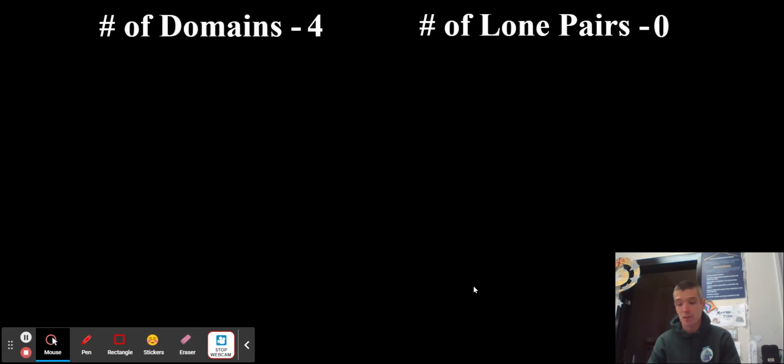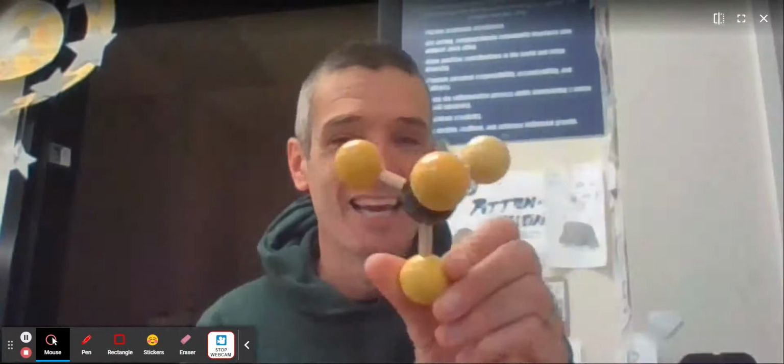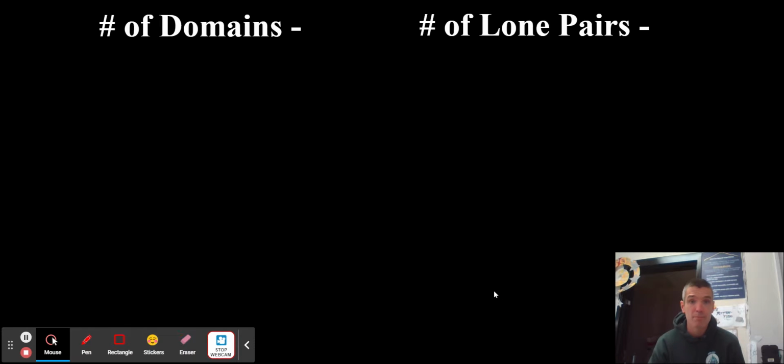Now, four domains and no lone pairs. This is tetrahedral: methane, carbon tetrachloride, carbon tetrafluoride. The angle here is 109.5.